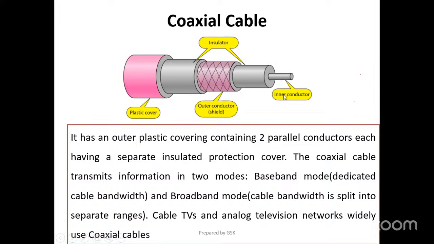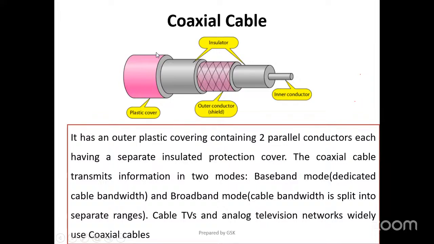Here we have the inner conductor. This is the inner conductor, the main thing to connect the cables. And we have the insulators. And we have one outer conductor also. For protection, it maintains one plastic cover.